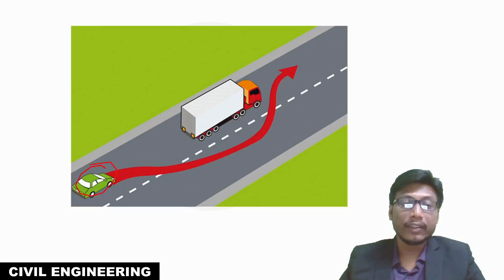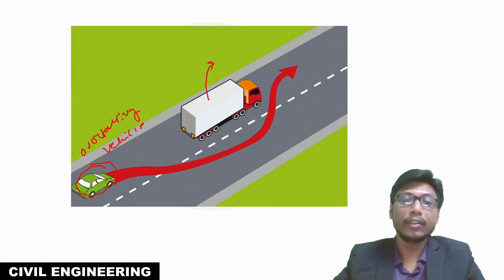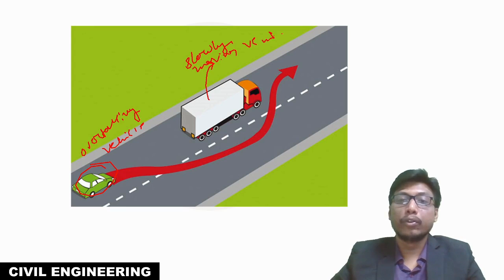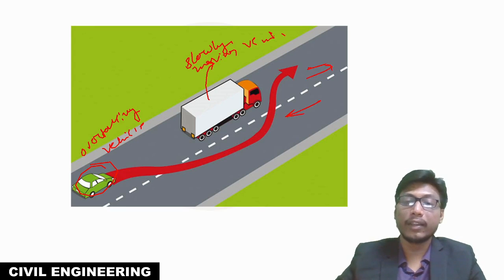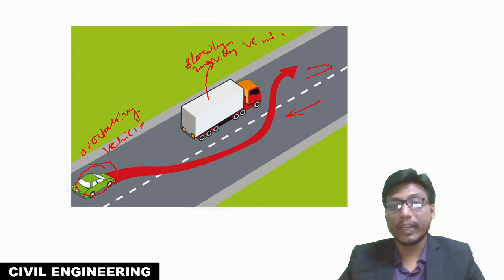So this, we can say, is the overtaking vehicle. This is the overtaking vehicle, and this is the slowly moving vehicle. You can see it's a two-way road, and here is the overtaking operation.